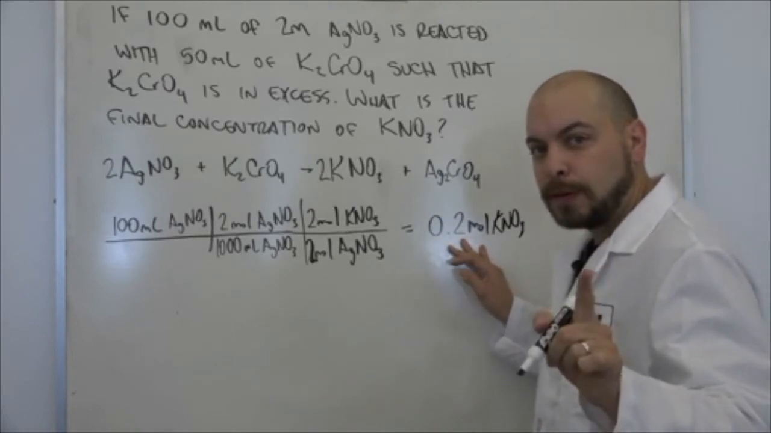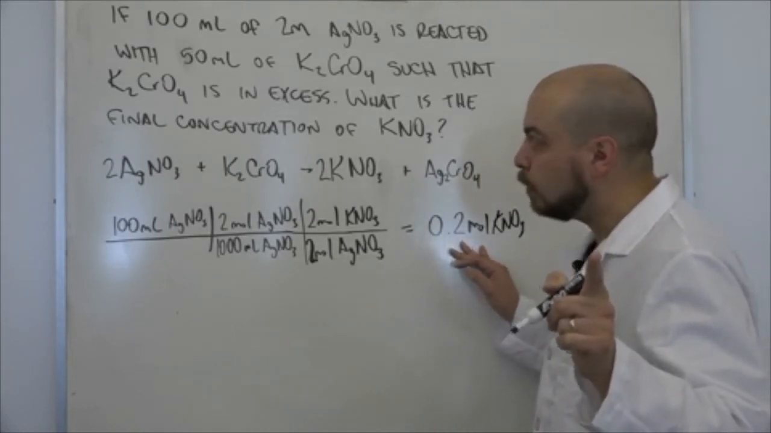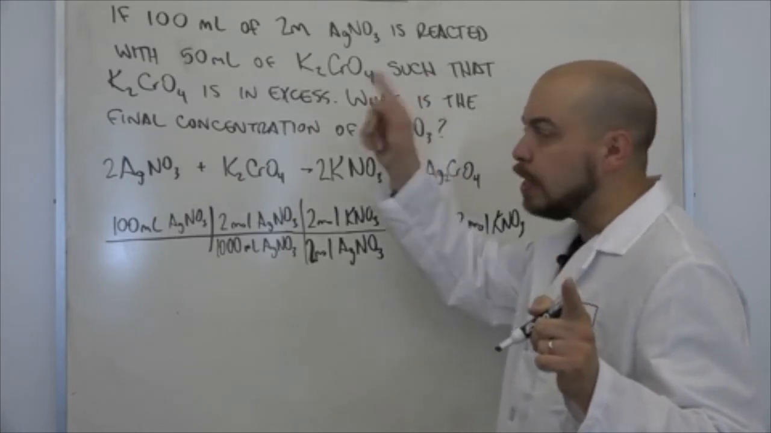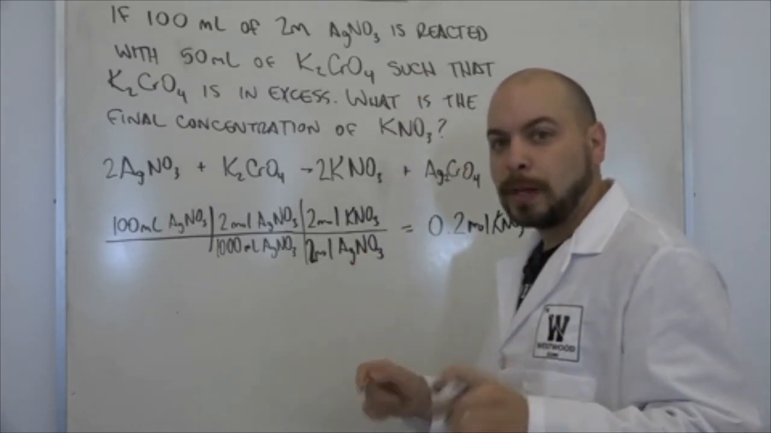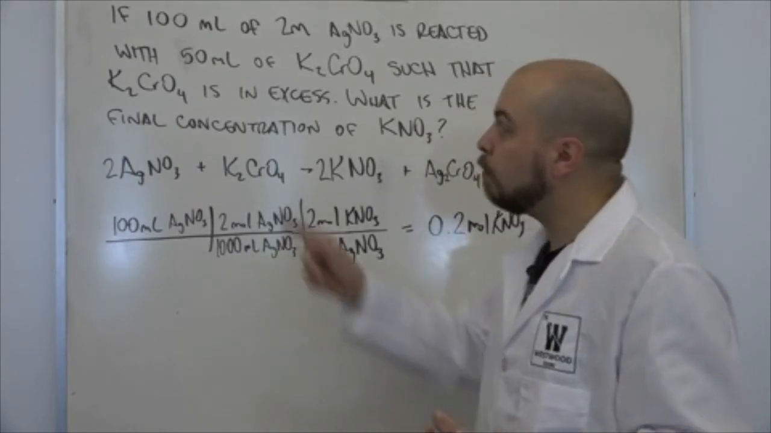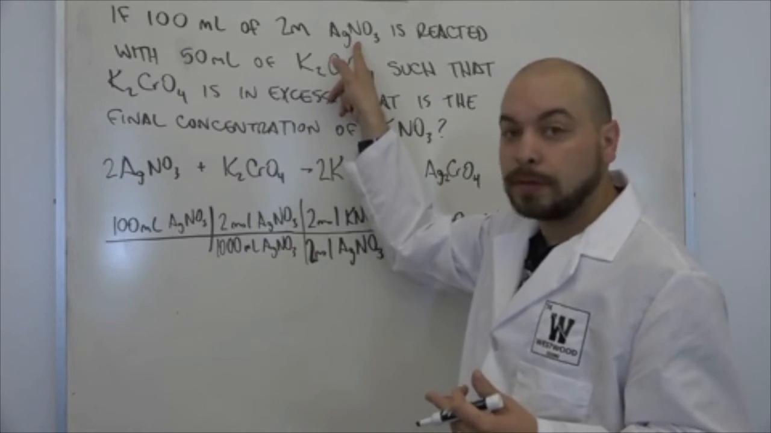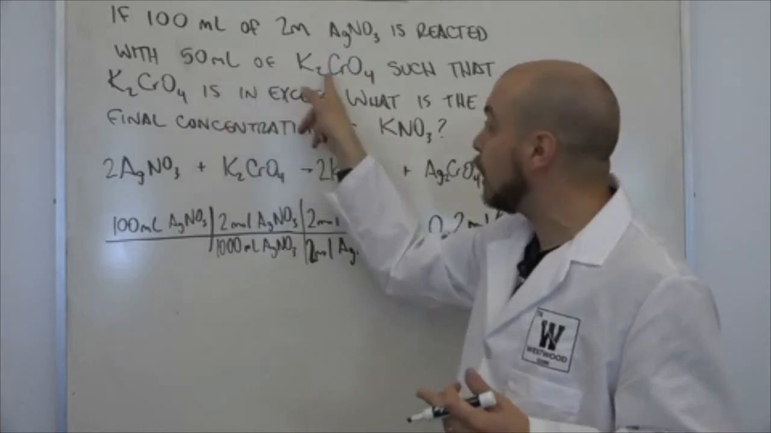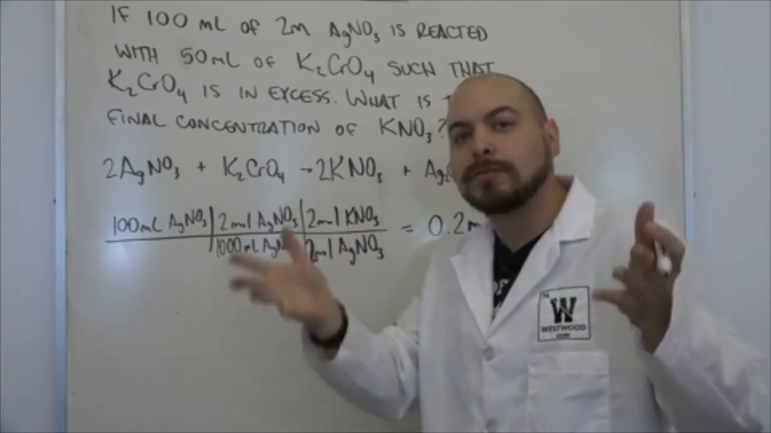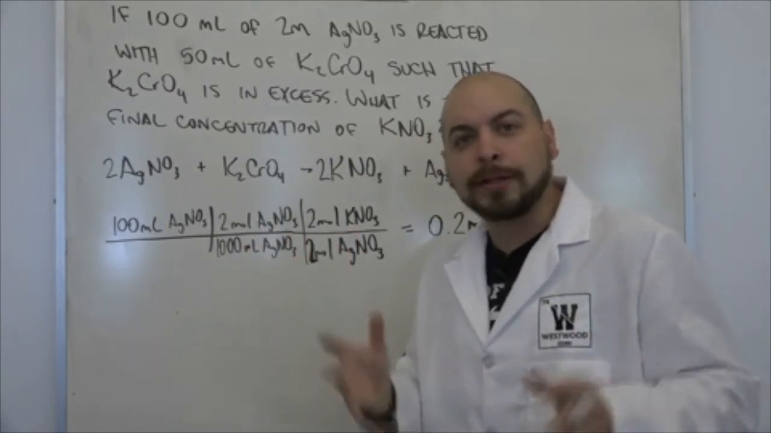Now be careful here, because it's moles per liter. And the number of liters might not be exactly what you expect. In any solution stoichiometry problem, one of the most common mistakes is understanding the final volume. We've taken 100 milliliters of the silver nitrate and added it to 50 milliliters of potassium chromate. That means we now have 150 milliliters of solution. We have to add those volumes together.